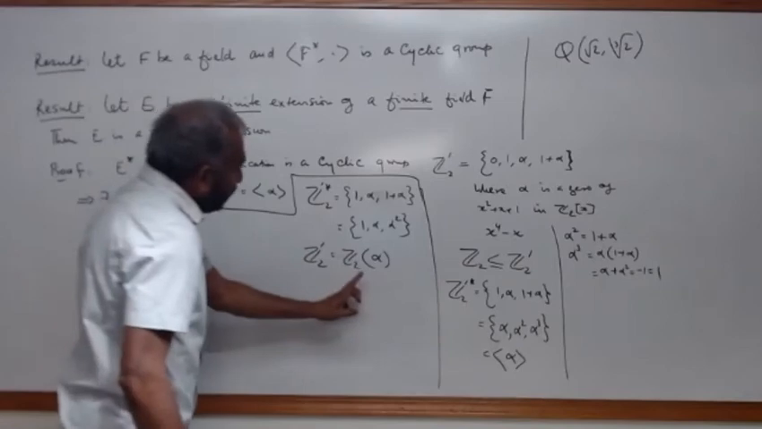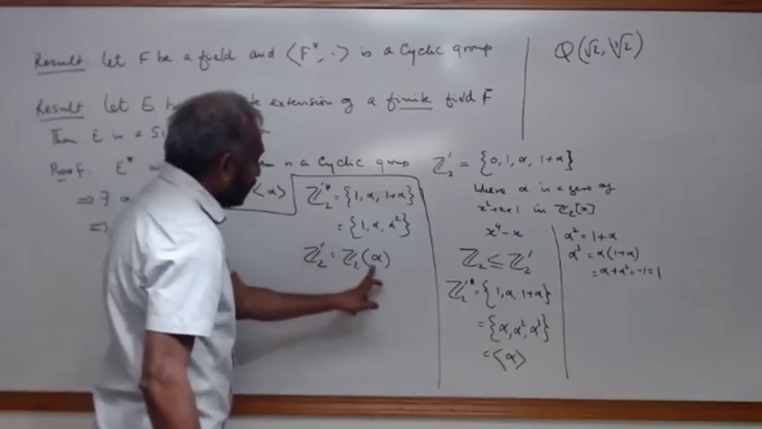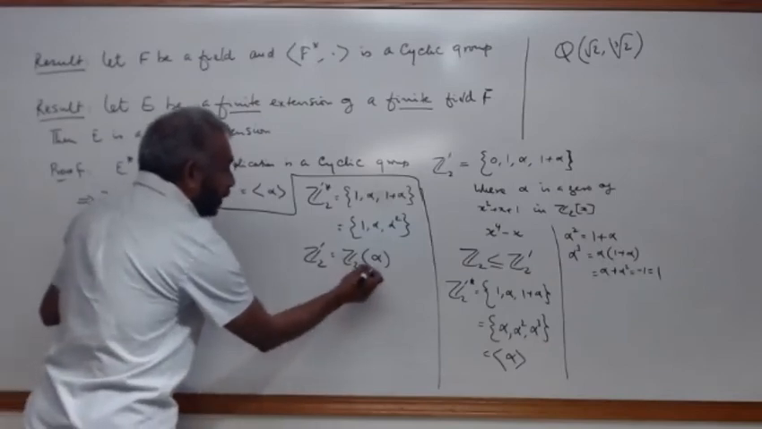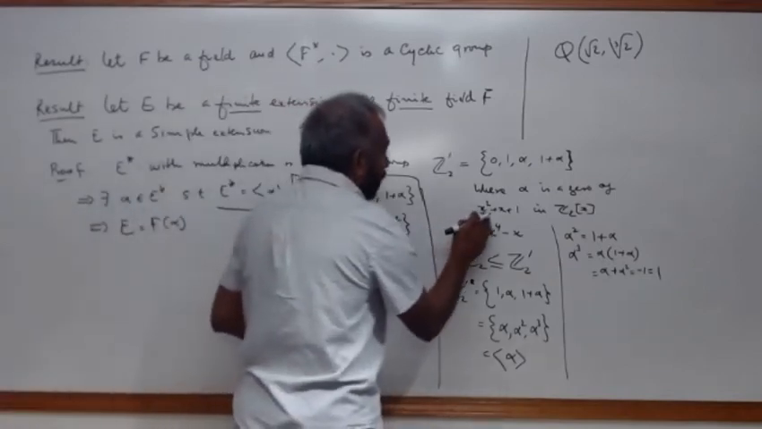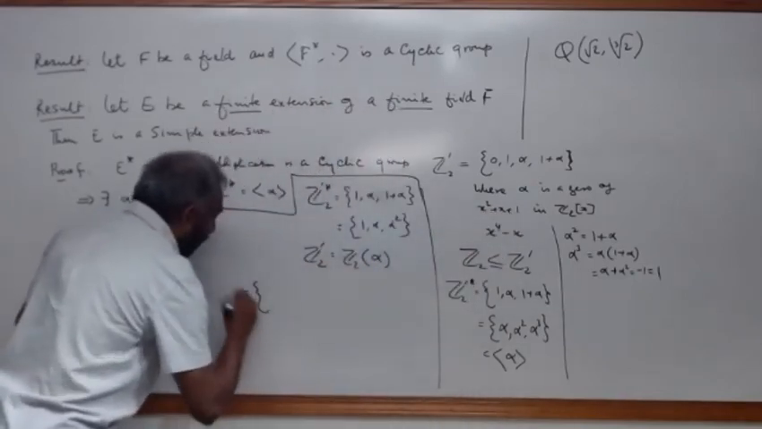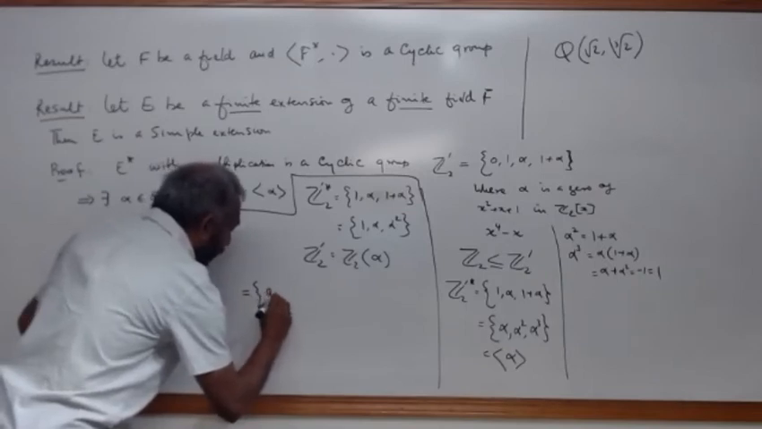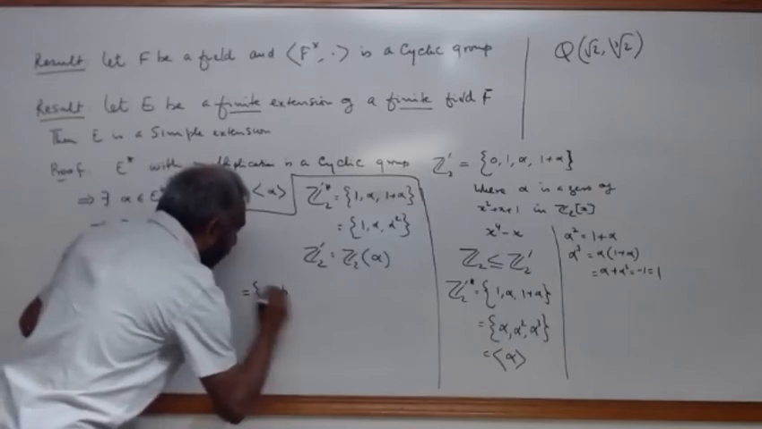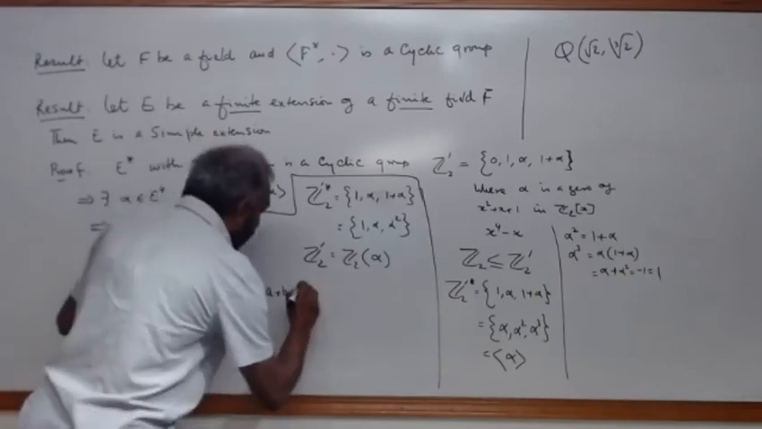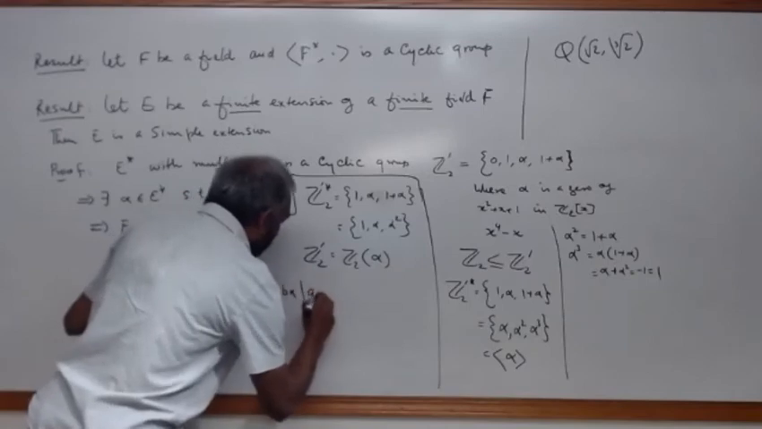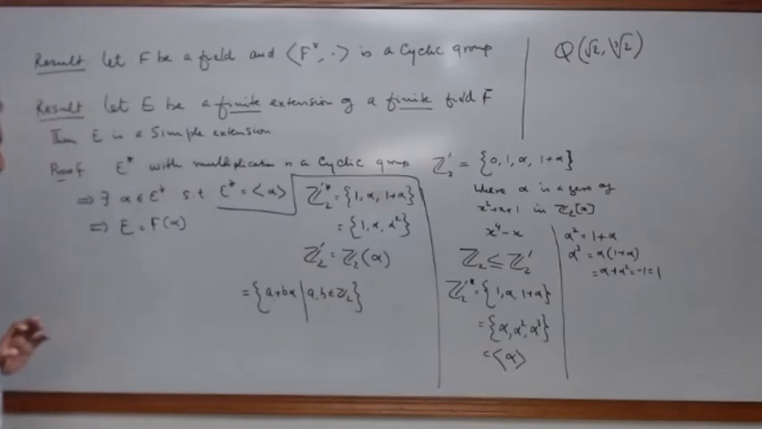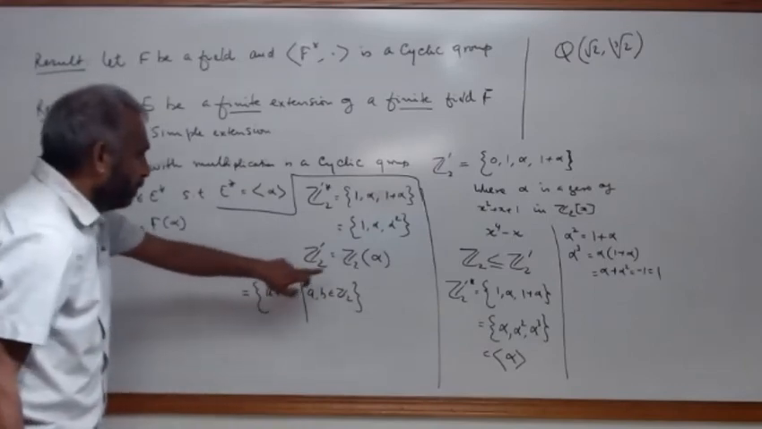Z2 prime is equal to Z2 of alpha. That's what I'm trying to say here. But see, what is actually Z2 of alpha? Z2 of alpha is a 0 of x square plus x plus 1. So it has to be like this: A or A plus B alpha, where A, B belong to Z2. This is the definition of the simple extension here.